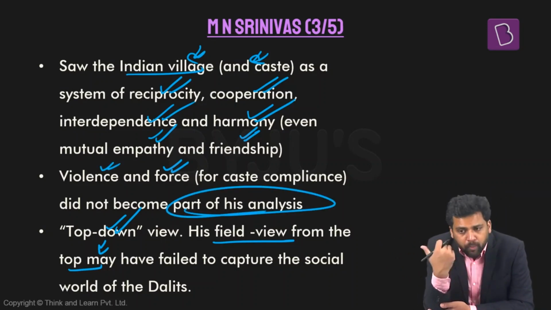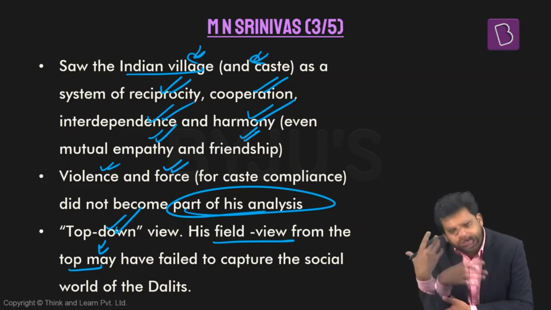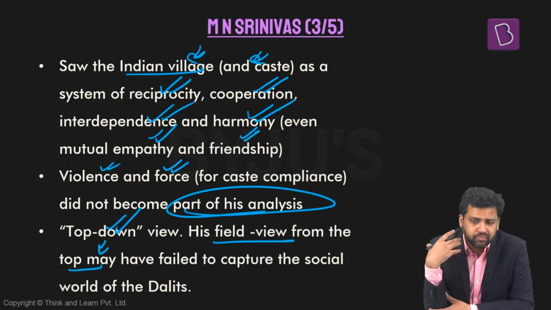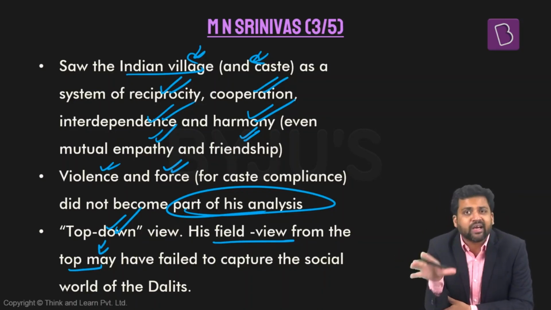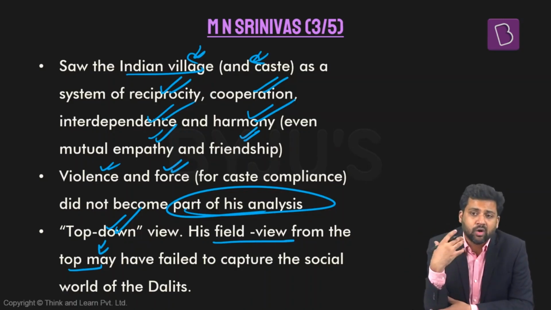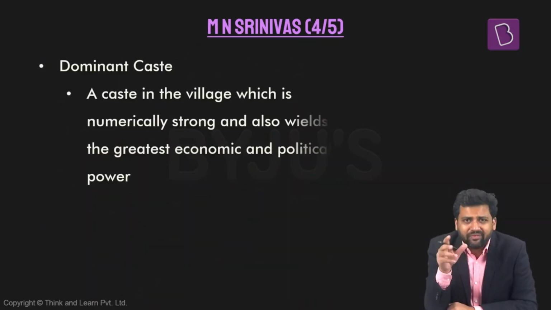So M.N. Srinivas, though he's making significant departures from tradition, he's not focusing only on the classical text. He's looking at the caste system. He's going to the communities studying the caste system. But here also there are some limitations. Like he has focused more on the interdependence and harmony part. Has not looked at violence. Yes, maybe he has not taken into consideration the social world of the lower castes. There are two points that we just mentioned.